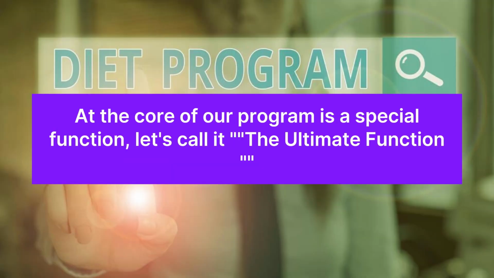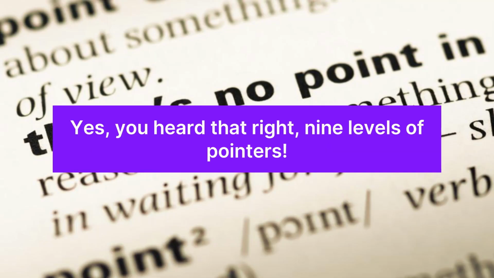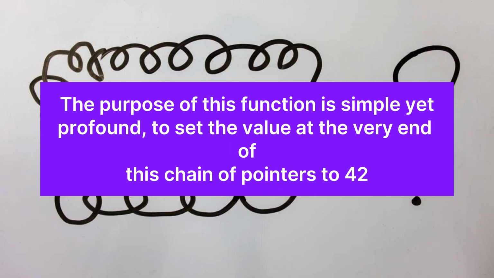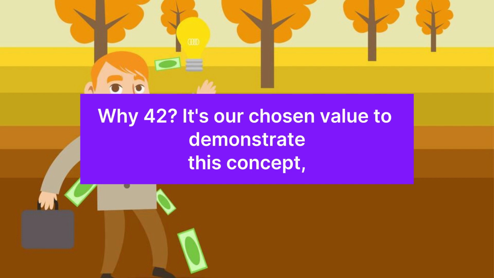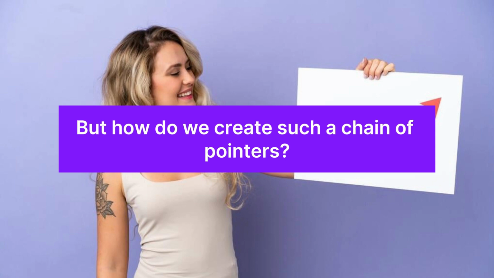At the core of our program is a special function. Let's call it the ultimate function. This function takes a very special parameter, a pointer that has been pointed to by another pointer, and so on, 9 levels deep. Yes, you heard that right, 9 levels of pointers. The purpose of this function is simple yet profound: to set the value at the very end of this chain of pointers to 42. Why 42? It's our chosen value to demonstrate this concept, symbolizing the answer to everything for those familiar with a certain science fiction humor.